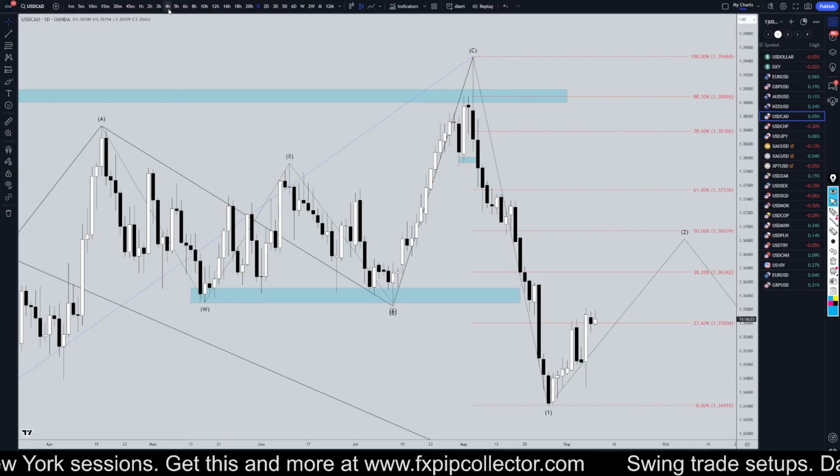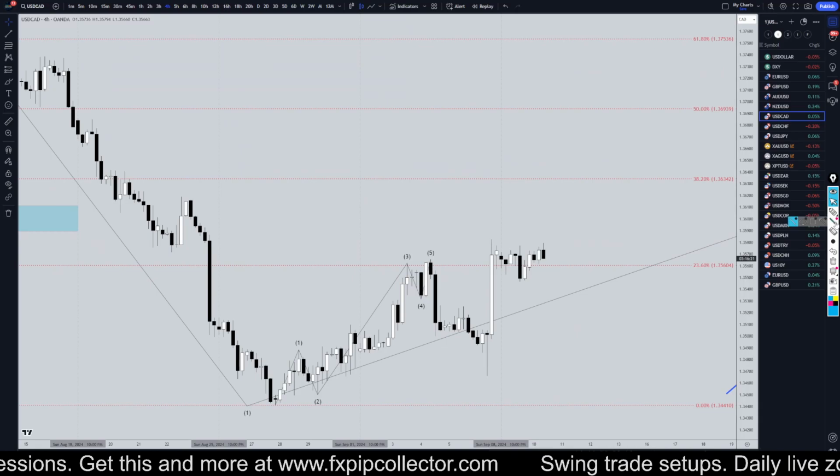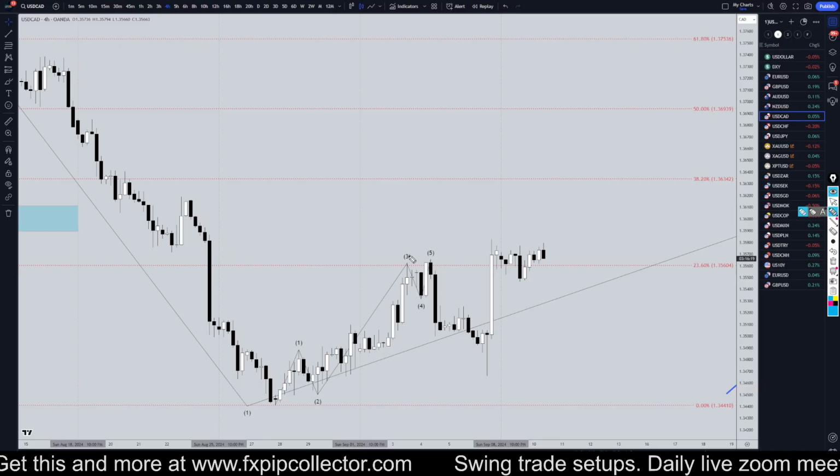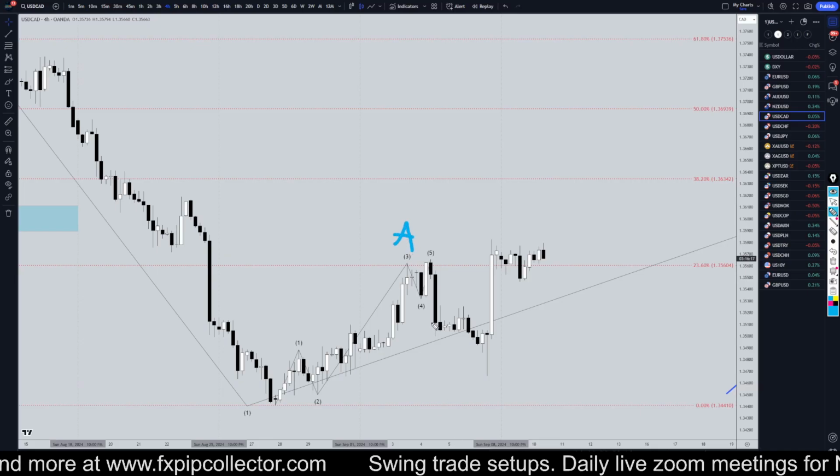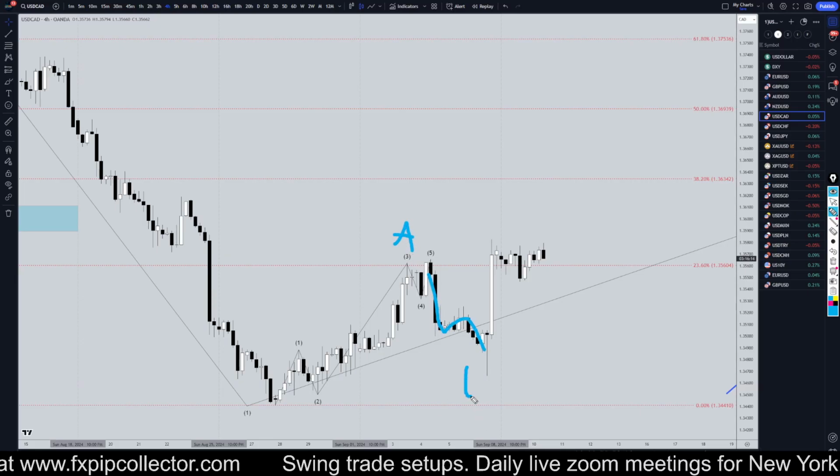So going down to the 4 hour time frame. On the 4 hour time frame, definitely 5 waves up right here. Makes you think it's a wave A. This makes you think it's 1, 2, 3 waves down wave B.